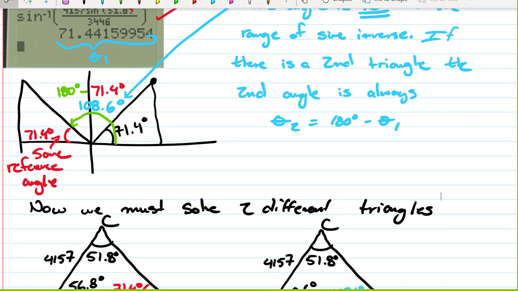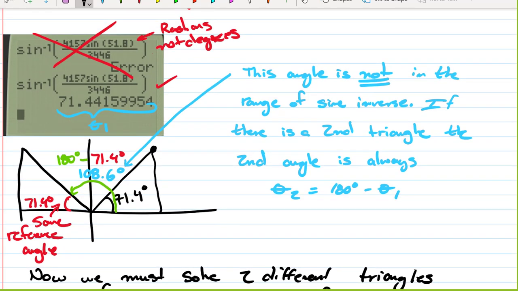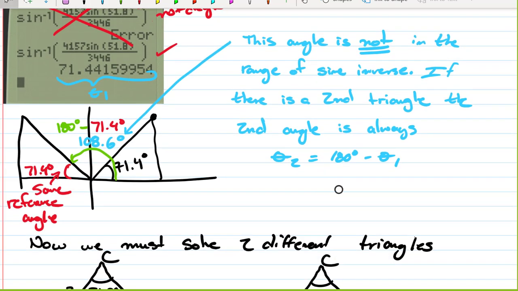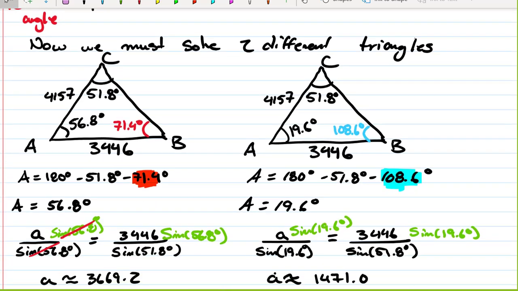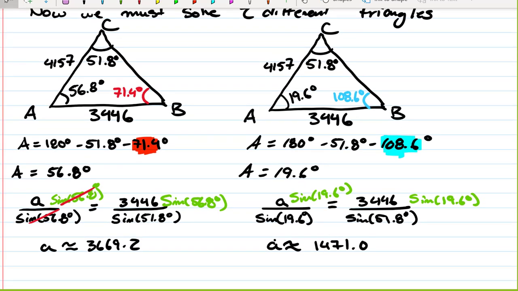It is worth noting that it's entirely possible that when we try to do this, we will only get one triangle, and that would be apparent if 180 minus theta 1 is such a size that when we go down here to solve for angle A, angle A is negative. That second triangle wouldn't exist, because you can't have a negative angle in a triangle.